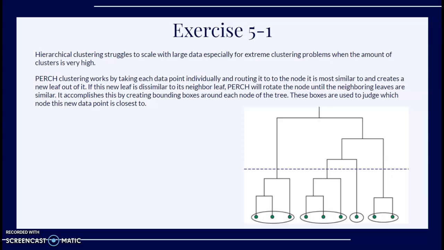very, very high. PERCH clustering works by taking each data point individually and routing it to the node it is most similar to, and this creates a new leaf out of it. This new leaf is dissimilar to its neighbor leaf. PERCH will rotate the node until the neighboring leaves are similar. It accomplishes this by creating bounding boxes around each node of the tree. These boxes are used to judge which node this new data point is closest to. And if you can see right here, this is an example of a hierarchical clustering.